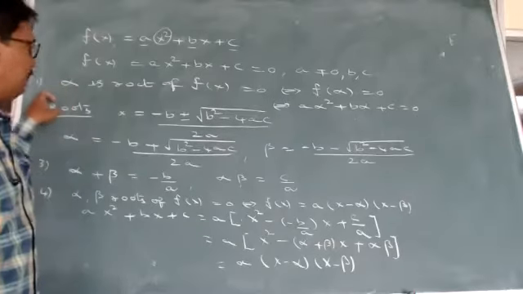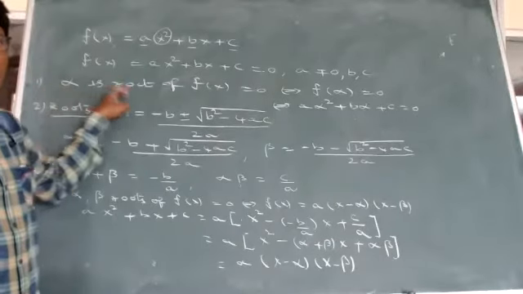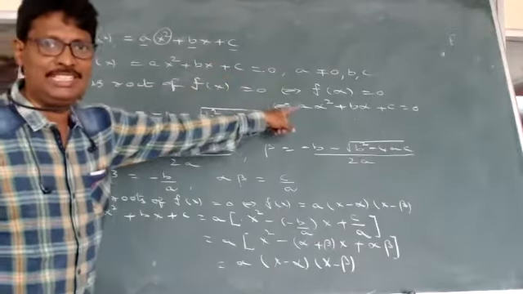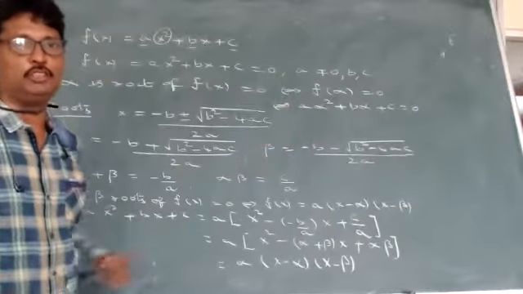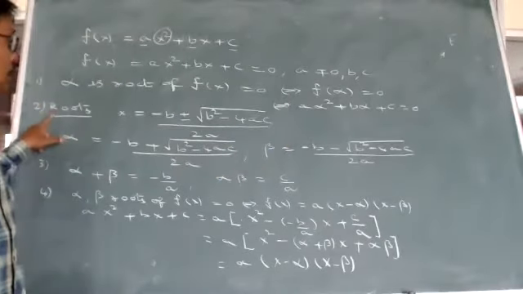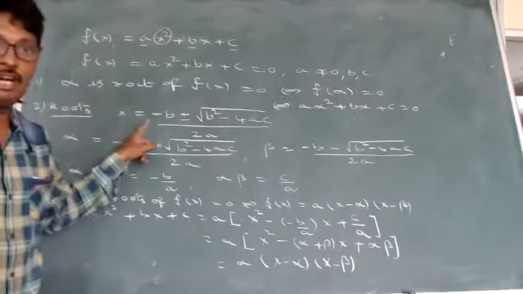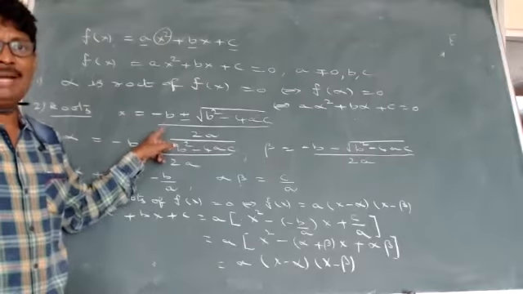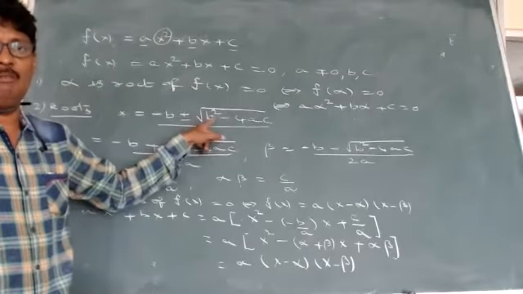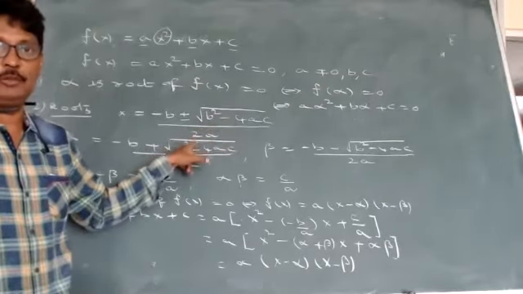So first of all, the first one is if alpha is the root, then f(alpha) is 0, that is a alpha square plus b alpha plus c equal to 0. Number 2, the roots can be calculated by using the formula. What is the formula? Minus b plus or minus root of b square minus 4ac by 2a.